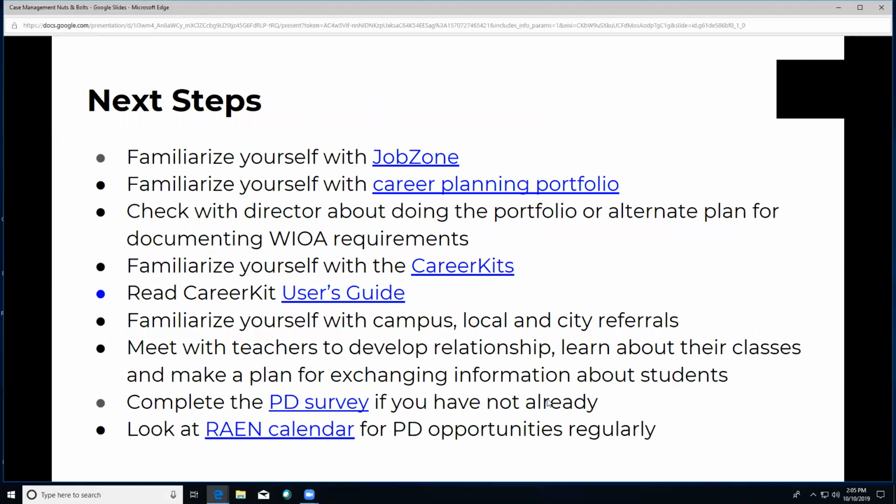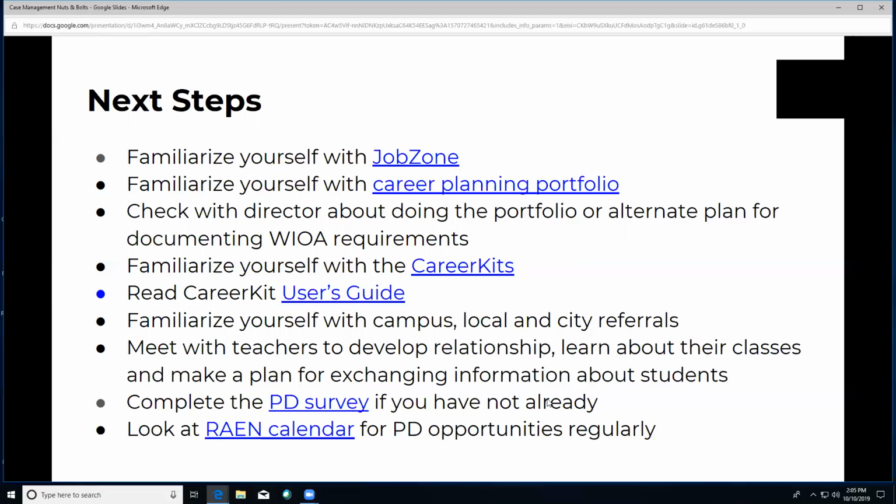Next steps. So you need to familiarize yourself with Job Zone if you're not already familiar with it. Familiarize yourself with the career planning portfolio. Check with your director about if they want you to do the career planning portfolio, if you need to make any adaptations to it. Familiarize yourself with the career kits. I recommend that you read the user's guide, which is on the same website with all the career kit materials.